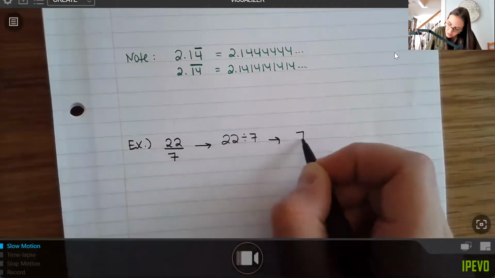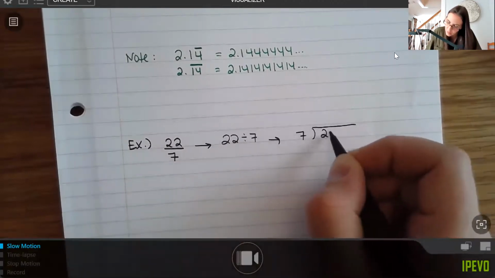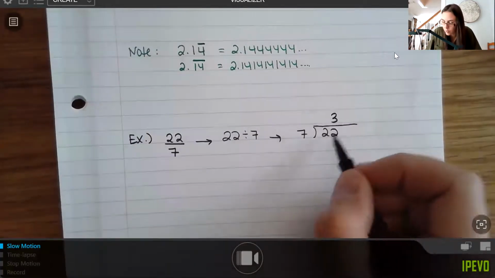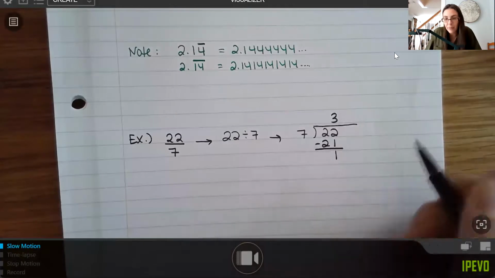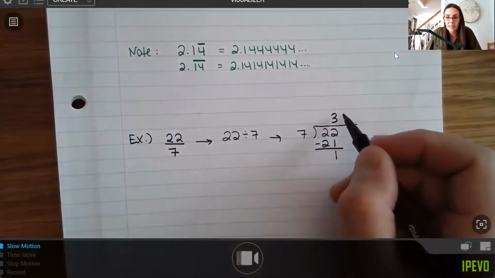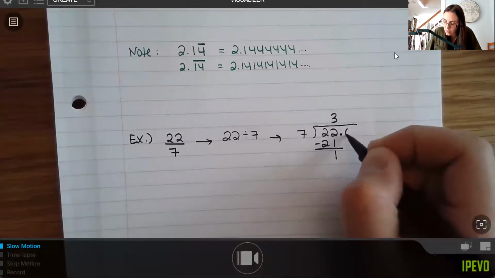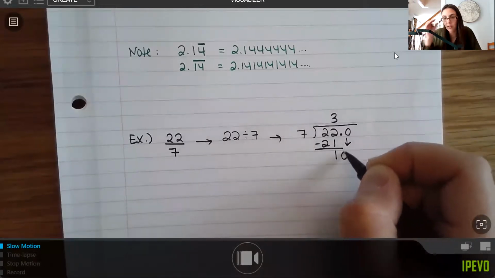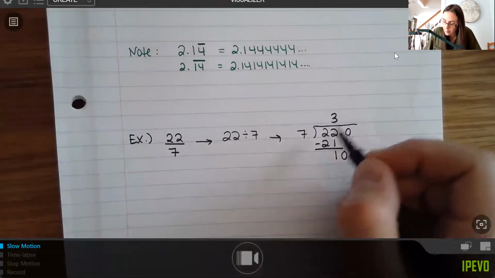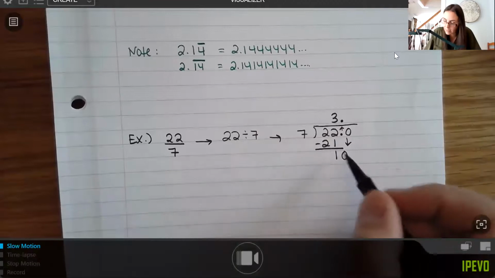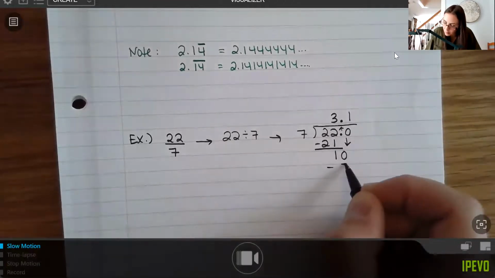So 7 goes on the outside, and then I have 22. Now 7 goes into 22 3 times, right, which is 21. But I have a remainder, so I'm not going to write this as 1/7 like we've been doing with fractions. I'm going to attach a decimal and then attach a 0. Adding those extra zeros doesn't change the value. And I'm going to bring that decimal point straight up. 7 goes into 10 one time, which is 7.